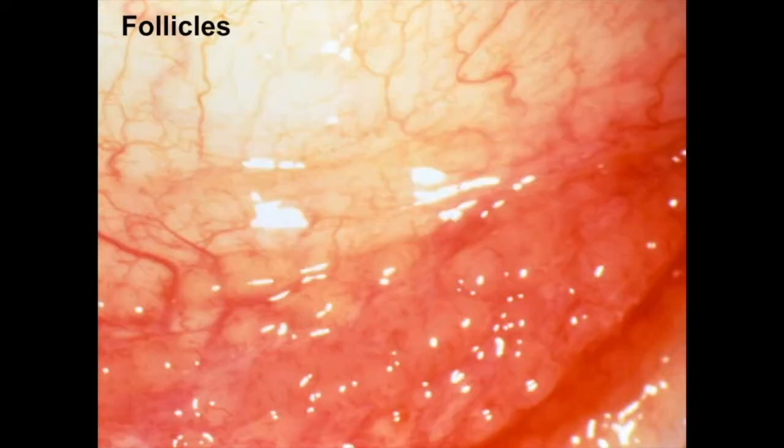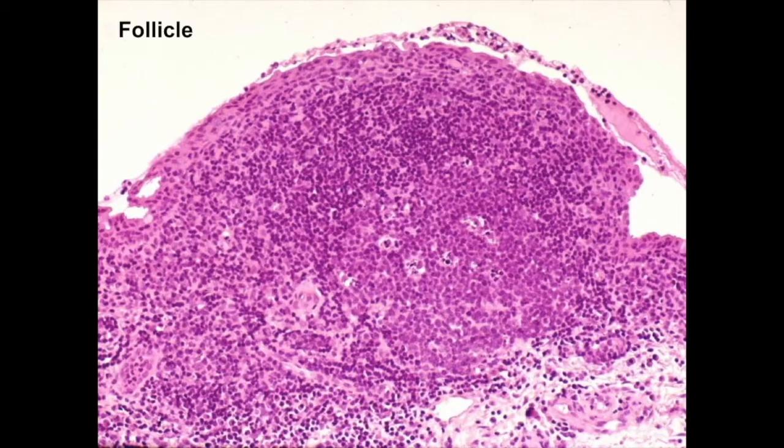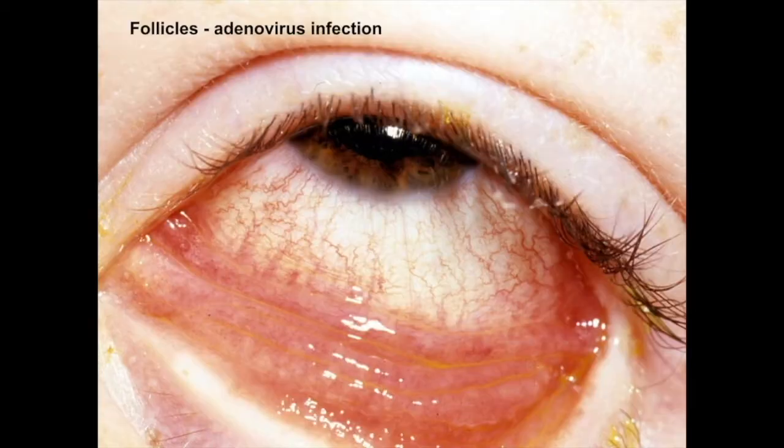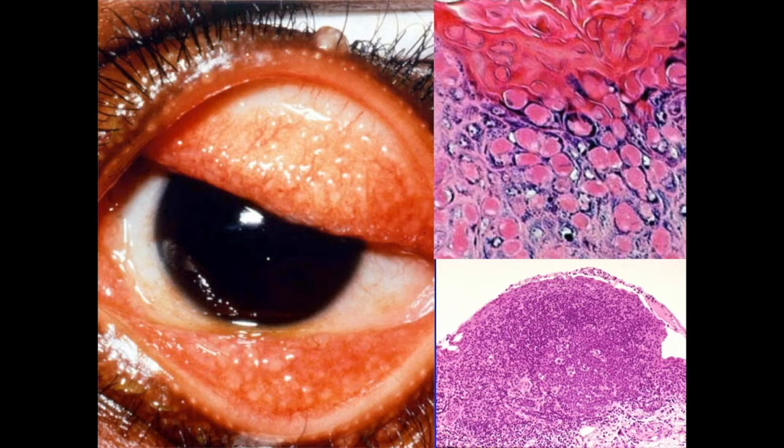Follicular conjunctivitis is one of the two types of chronic conjunctivitis. This is characterized by the formation of follicles of lymphoid tissue, shown here. They may or may not have a germinal center, as this one does. A lot of times the lymphoid follicles don't have a germinal center. There are numerous causes of follicular conjunctivitis. This is an example of folliculosis in a patient with adenovirus infection. Here's chronic follicular conjunctivitis secondary to an eyelid molluscum contagiosum.